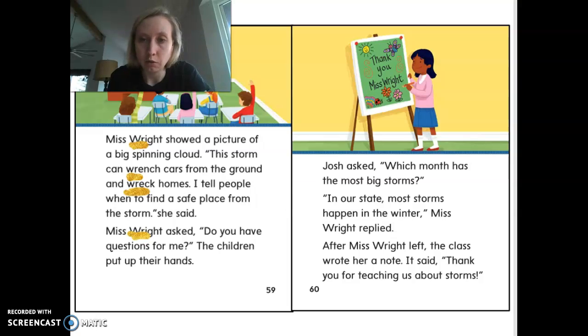John asked, "Which month has the most big storms?" That would be "has the biggest storms." "In our state, most storms happen in the winter," Miss Wright replied. After Miss Wright left, the class wrote her a note. It said, "Thank you for teaching us about storms."